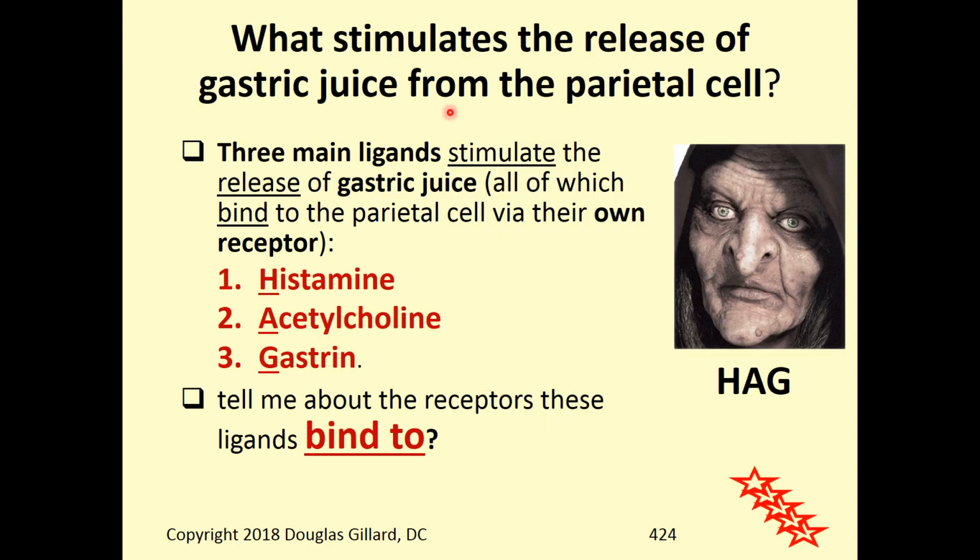What stimulates the release of gastric juice from the parietal cell? According to Google, this is a hag, like an old witch, a Halloween costume. HAG stands for the three ligands, or three molecules, that stimulate the release of gastric juice from a parietal cell. There are receptors for all of these too: histamine, H; acetylcholine, ACh, A; and gastrin, G. So this is another key.